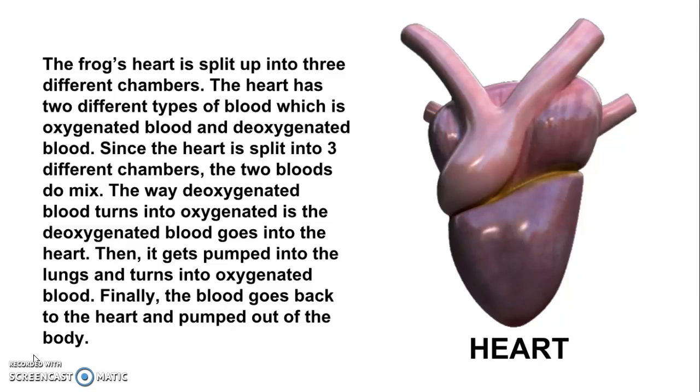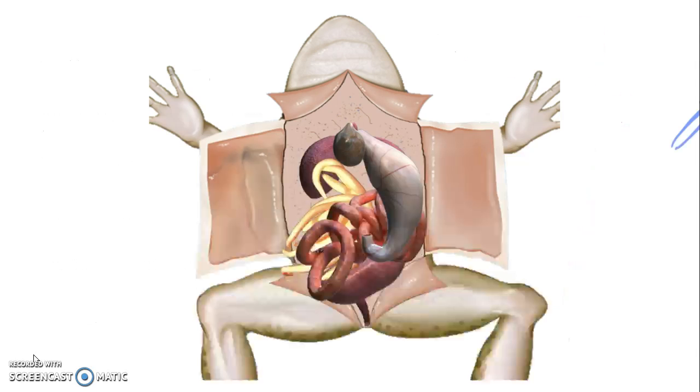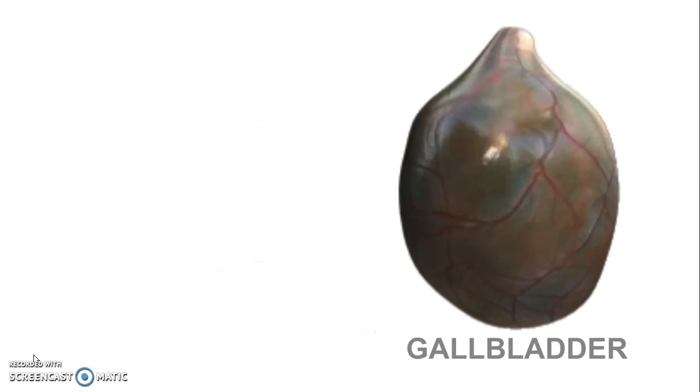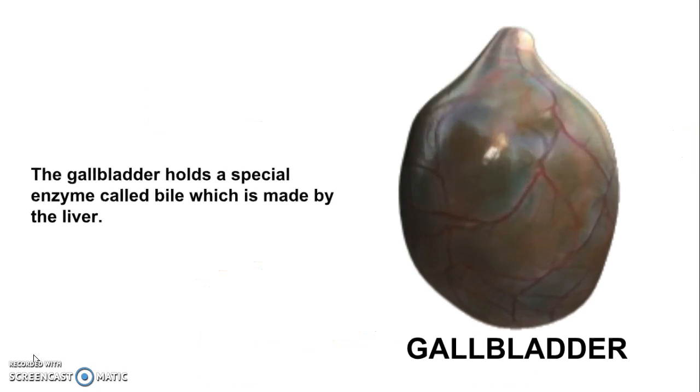The way deoxygenated blood turns into oxygenated is deoxygenated blood goes into the heart, then it gets pumped into the lungs and turned into oxygenated blood. Finally, the blood goes back to the heart and is pumped out to the body. So now we take out the gallbladder. The gallbladder holds a special enzyme called bile, which is made by the liver.